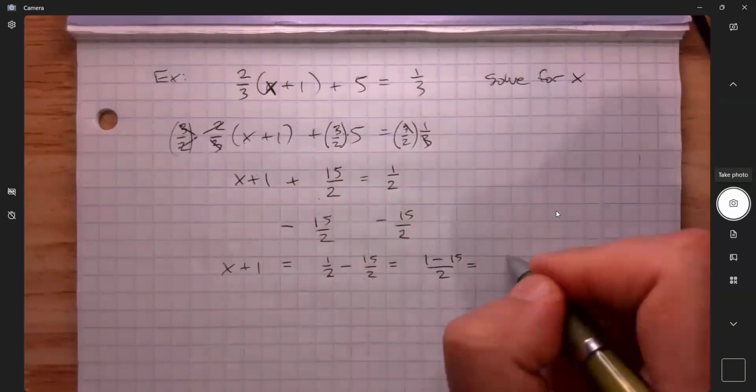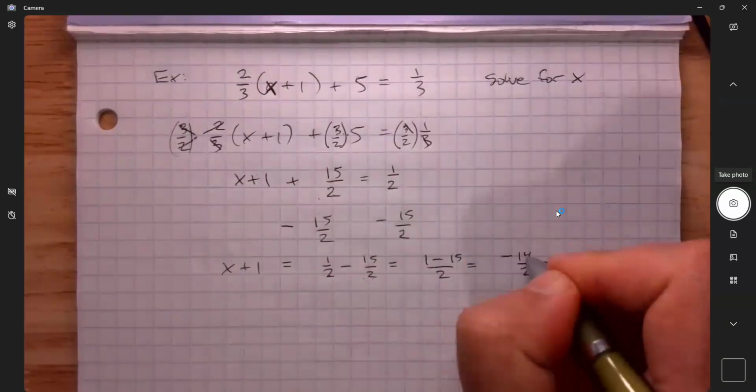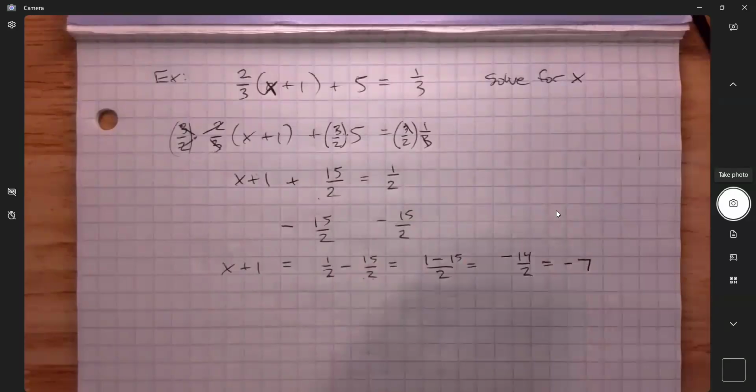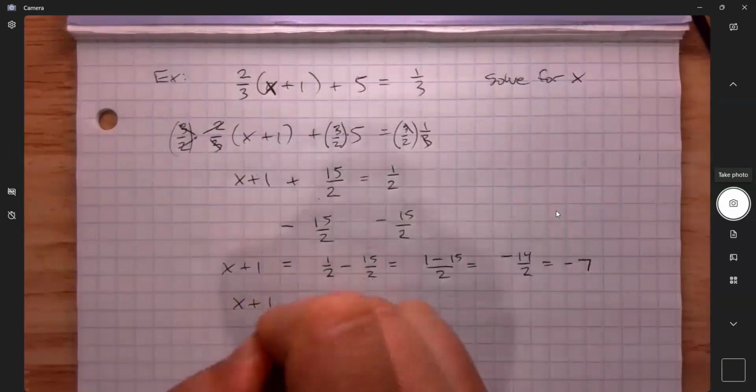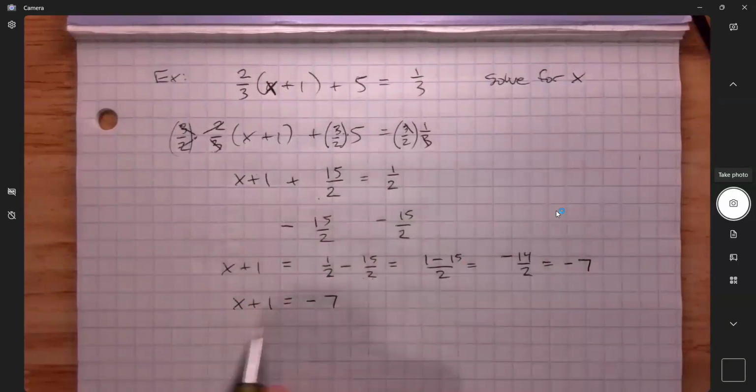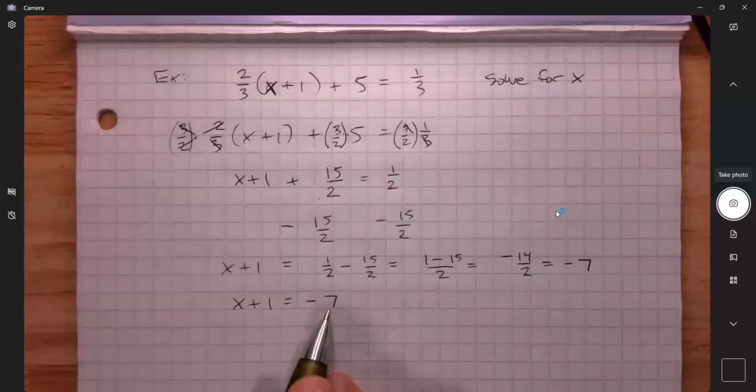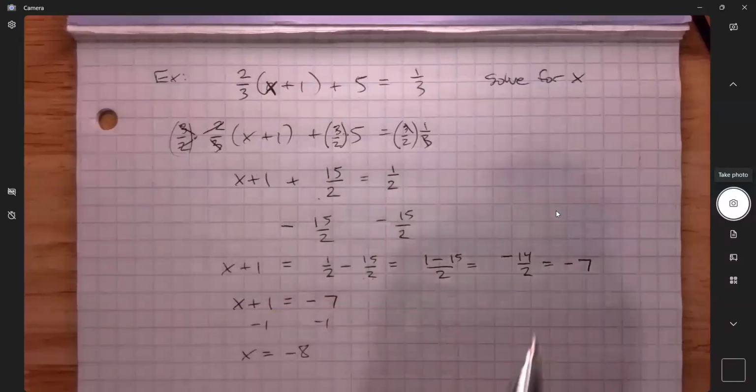1 minus 15 is negative 14. Divide negative 14 by 2, you get negative 7. And so the result is x plus 1 equals negative 7, and I no longer am dealing with any fractions. And then I'll subtract 1 from both sides, and I get x equals negative 8. I should check. I shouldn't assume that I'm done. So let's double check.